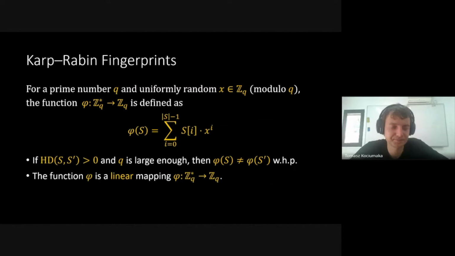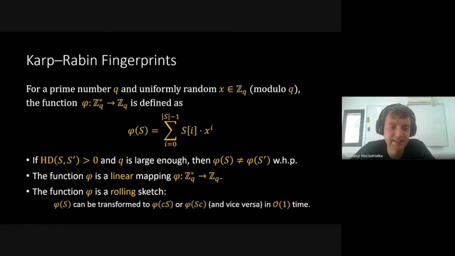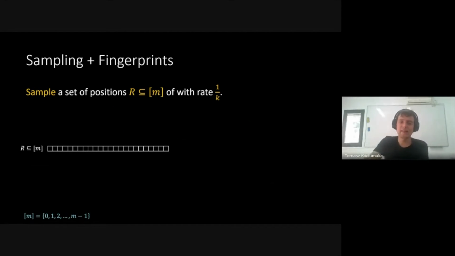Namely, it's linear, just a linear mapping from strings to integers. And it's rolling, meaning that we can cheaply append a character to both endpoints, and we can cheaply drop the leading or trailing character. So if you have some extra infrastructure, this can be done in a constant number of arithmetic operations modulo Q and in constant time, consequently. And this way we can implement the idea of sampling significantly faster.